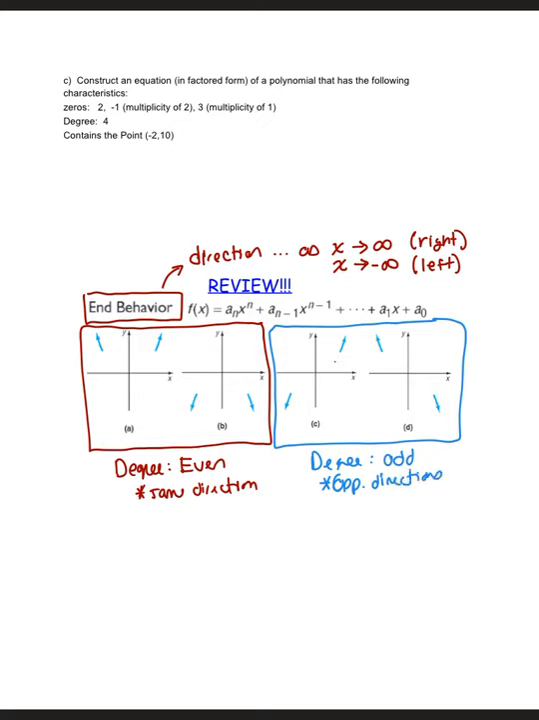Then we have to determine whether the end behavior is going to be pointing up or pointing down. That's when we start looking at the leading coefficient. If the leading coefficient is positive, then the graph is going to be pointing up. If the leading coefficient is negative, the graph is going to be pointing down. Now, when the graph is pointing in opposite directions, we're obviously going to have one up and one down.